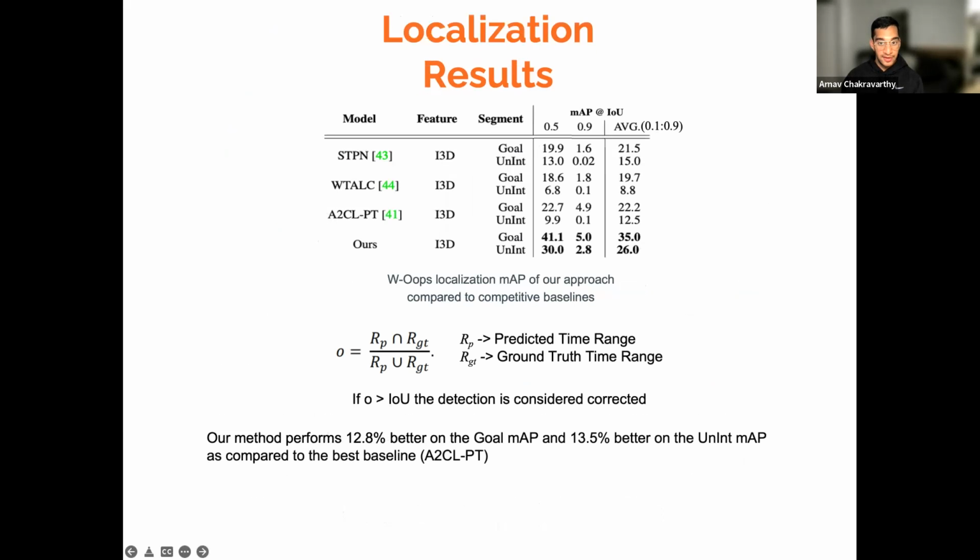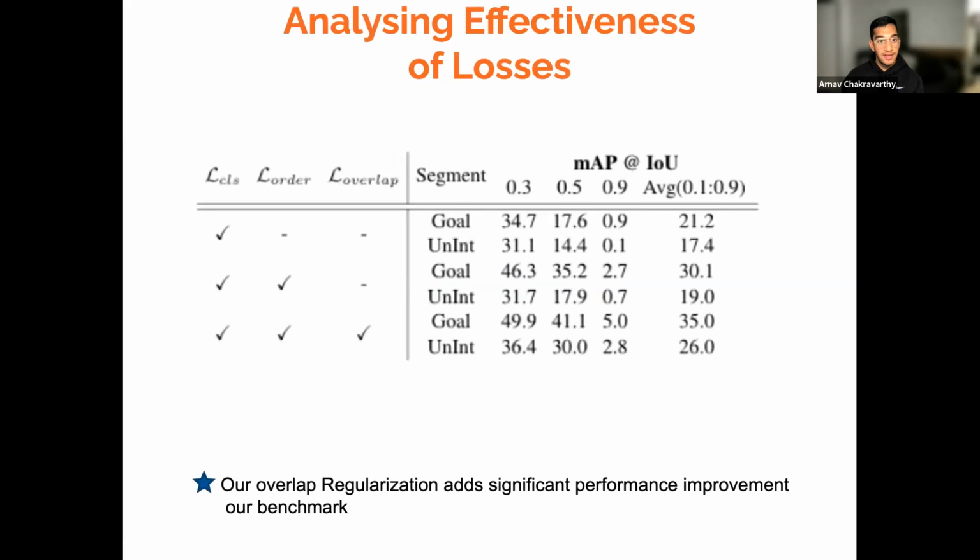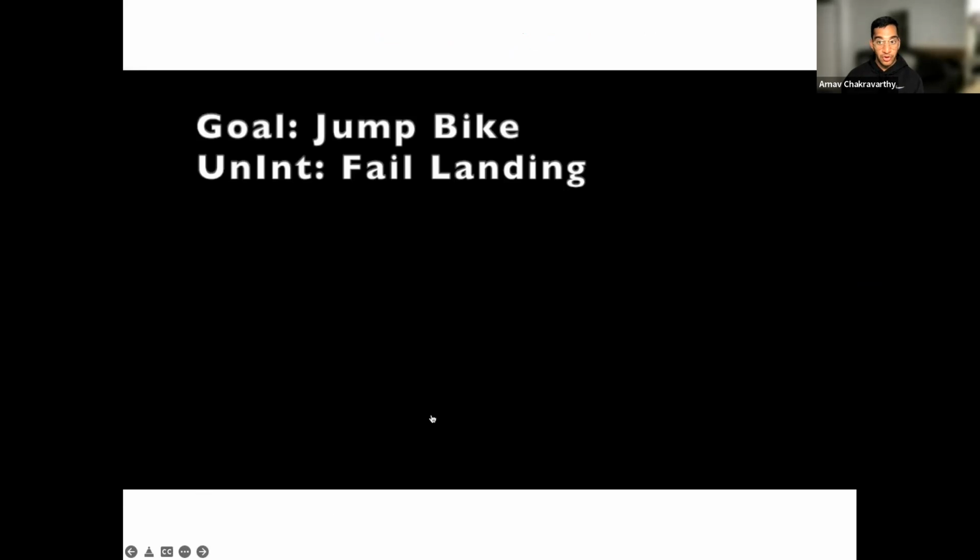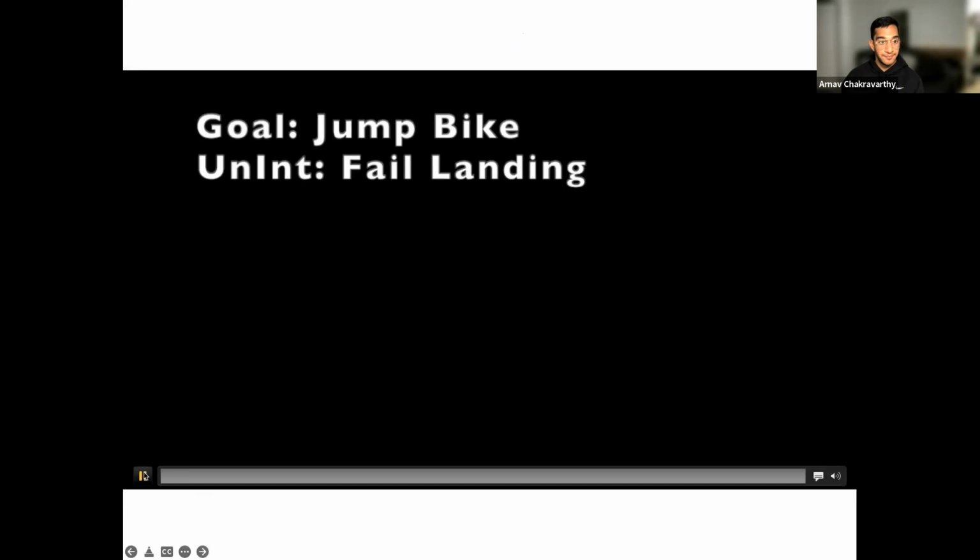Going over our localization results, in order to evaluate the localization, we follow the previous localization tasks and use mean average precision at different intersection over unions. We can see that our method performs 12.8% better on the goal localization and 13.5% better on the unintentional localization. We also analyze the effectiveness of all our losses, and you can see that our overlap regularization had significant improvement over our benchmark. We've prepared a short video to illustrate our model in action.